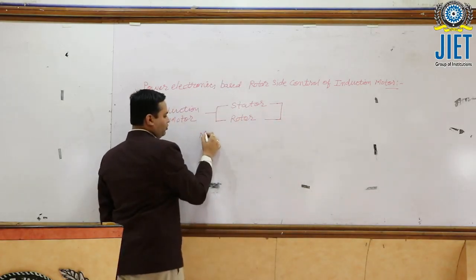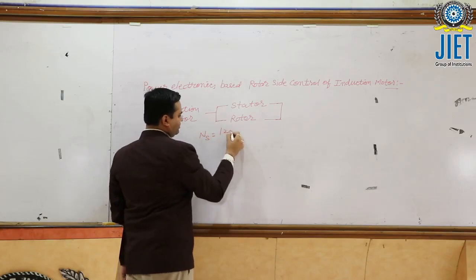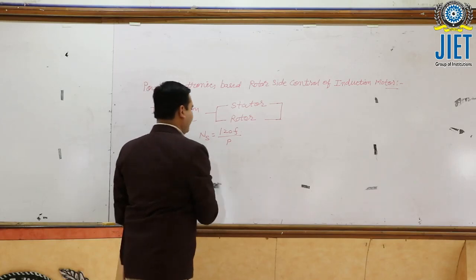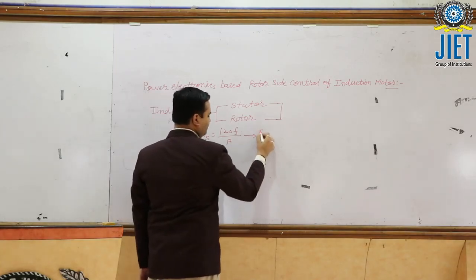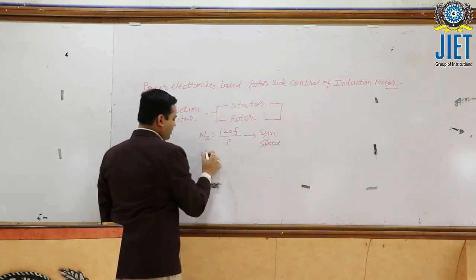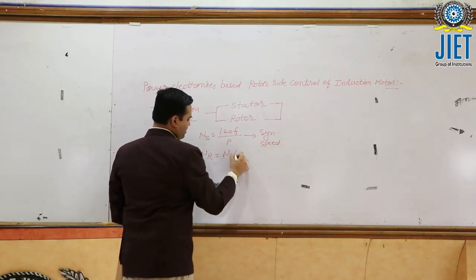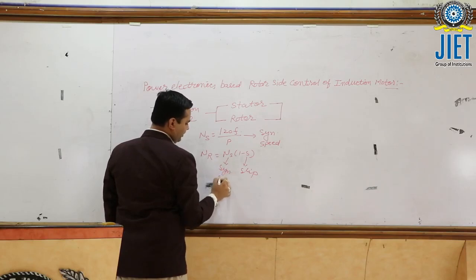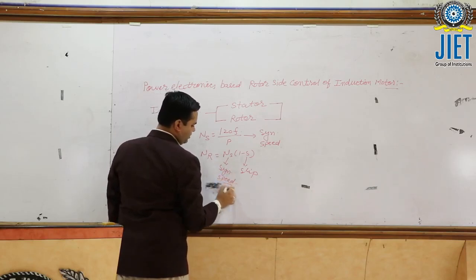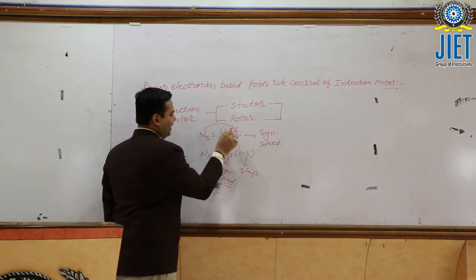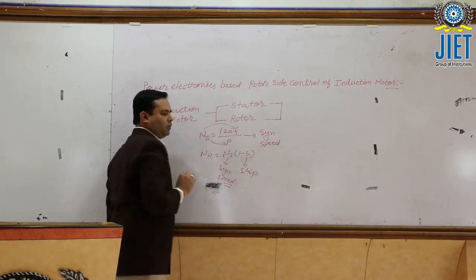The basic formula that is used to control the speed of an induction motor is Ns equals 120 F by P. It is actually the synchronous speed, and the actual rotor speed of an induction motor is Nr equals Ns times (1 minus S), in which S is slip and Ns is the synchronous speed. So this Ns depends upon the frequency F and number of poles P fundamentally.